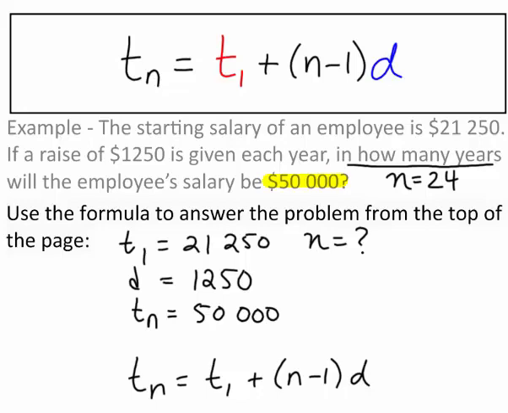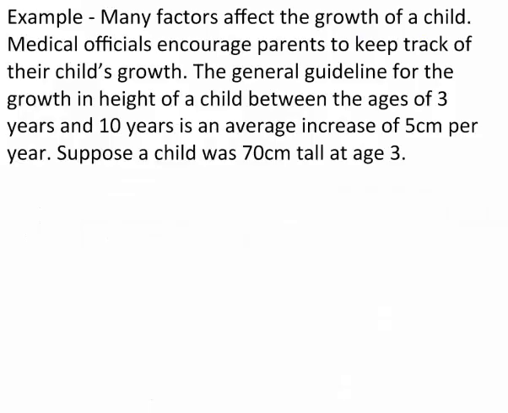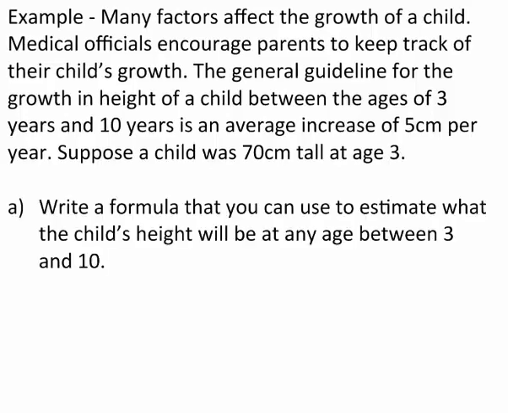All right, let's try this from scratch with another example. Many factors affect the growth of a child. Medical officials encourage parents to keep track of their child's growth. The general guideline for the growth in the height of a child between the ages of 3 and 10 is an average increase of 5 centimeters per year. Suppose a child was 70 centimeters tall at age 3.